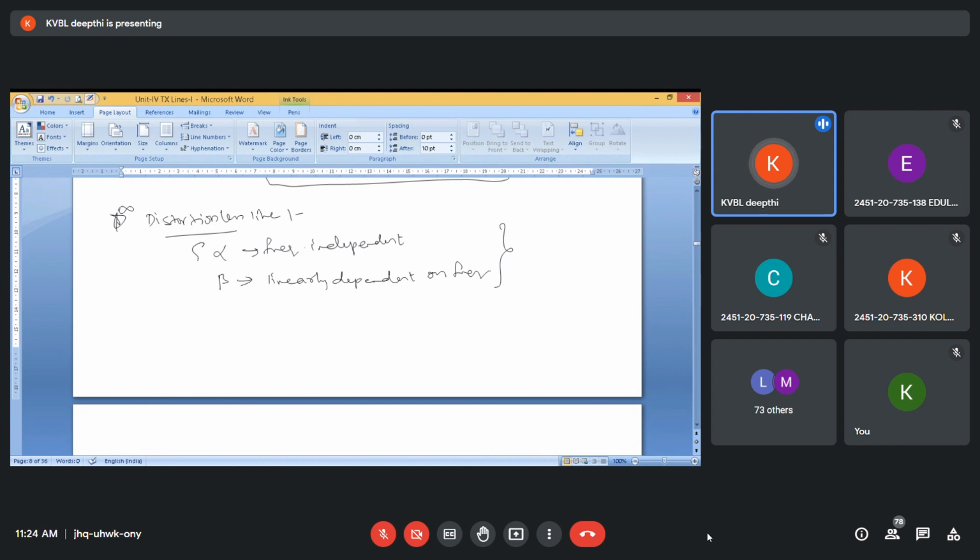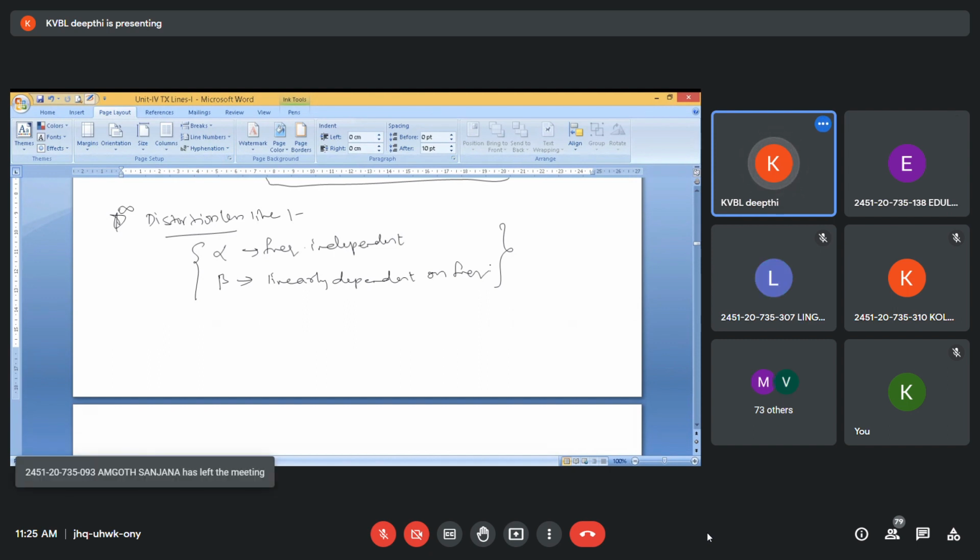In the low loss line we discussed earlier, what did we take? We took R equal to 0 and G equal to 0, substituted the values, and got alpha equal to 0 and beta equal to omega root LC. But we are now talking about another important line, which is called a distortionless line. A distortionless line is the one in which the alpha value is frequency independent and the beta value is linearly dependent on frequency.